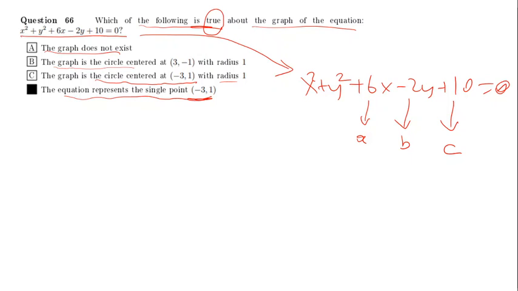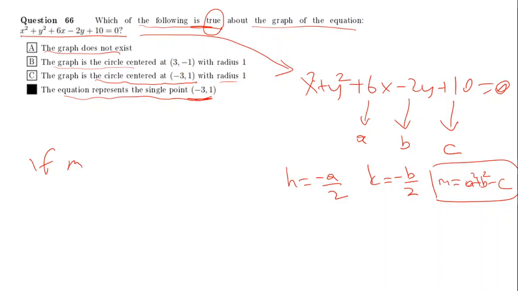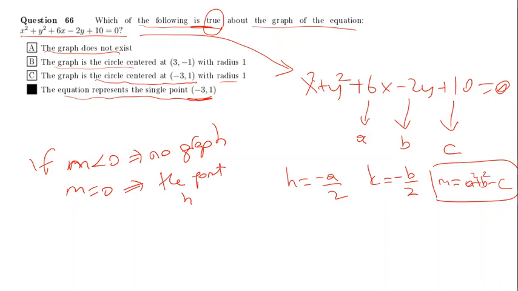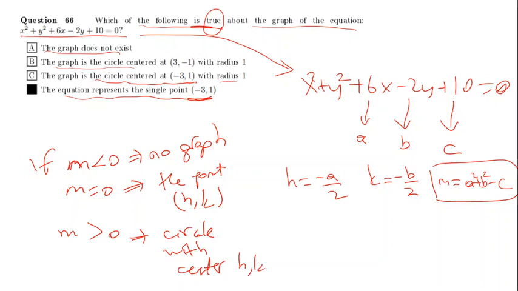Now to get this one, we check H. H is -A over 2, and K is -B over 2, and M here is A squared plus B squared minus C. Now the important one is M, because if M is less than 0, no graph. If M is equal to 0, it represents the point hk. And if M is bigger than 0, it's a circle with center hk and the radius equal to square root of M. We have these three cases.